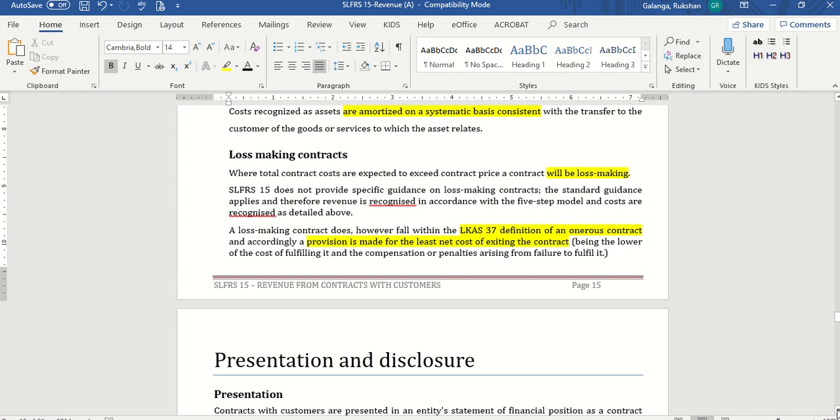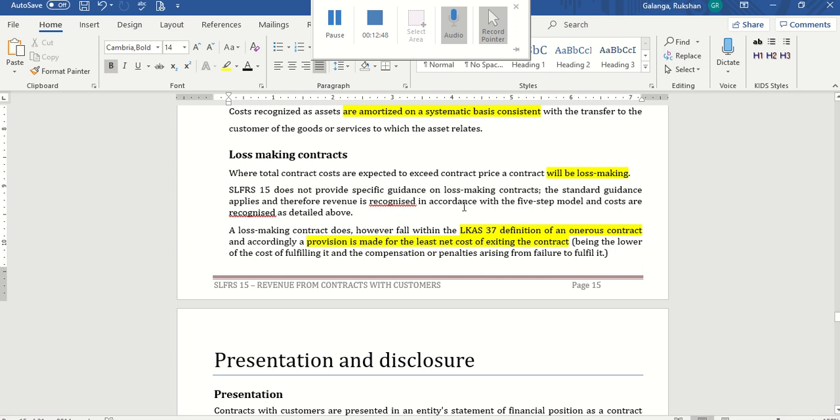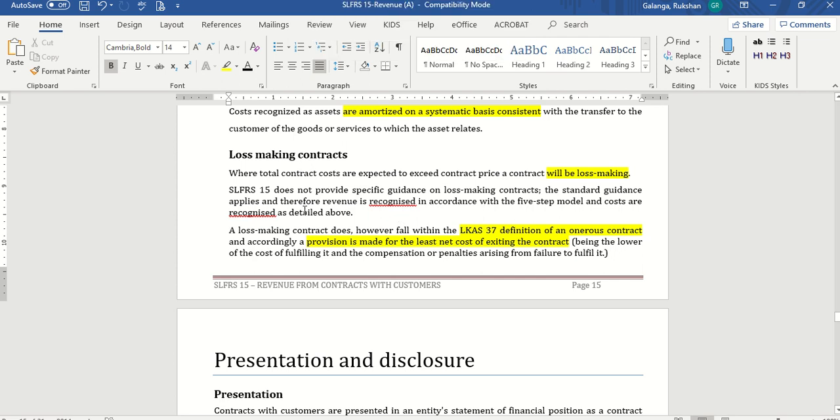Likewise, if there's a loss making contract also, they're telling this comes under the definition of an onerous contract, so recognize a provision in respect of that particular loss. Right? That's what it says. Where total contract costs are expected to exceed the contract price, that will be loss making. SLFRS 15 does not provide specific guidance on loss making contracts. Right? The standard guidance applies and therefore revenue is recognized in accordance with the 5-step model and costs are recognized as detailed above.